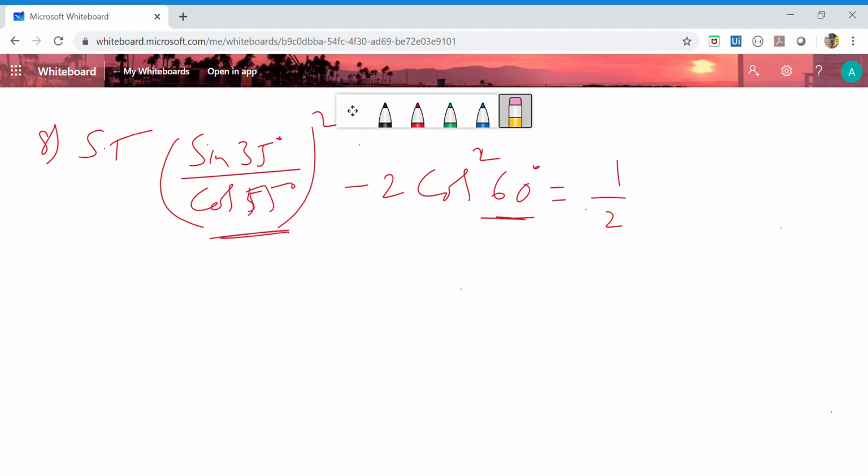So you know that complementary angles, if two complementary angles are there, you have to convert only one. 35 and 55 becomes 90 degrees. That's why out of sine or cos, you have to change only one. So sine I am changing. Sine theta is equal to cos of 90 minus theta.